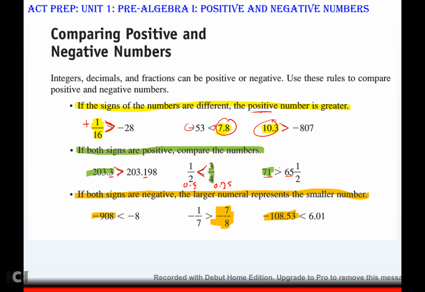If both signs are negative, it's got to be opposite, guys. It's basically the larger numeral represents the smaller number. So when they're both negative, the biggest one is the smallest one. If I ignore signs, 8 and 908, 908 is the bigger number, which on the negative side really means it's the smallest number, because it's going to be more to the left.